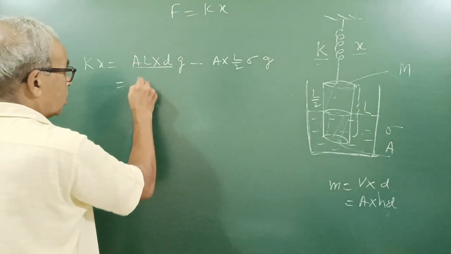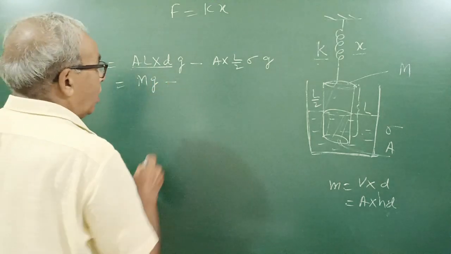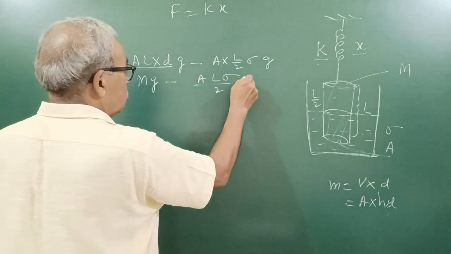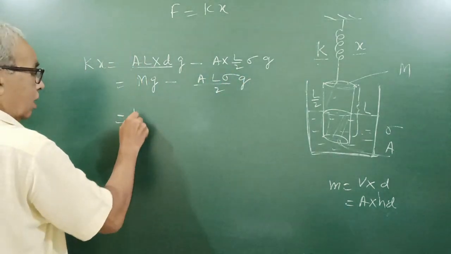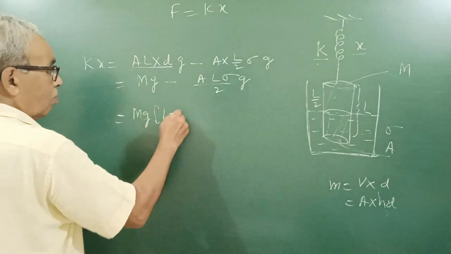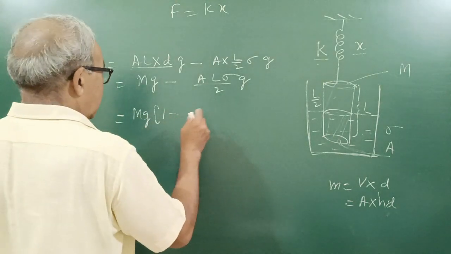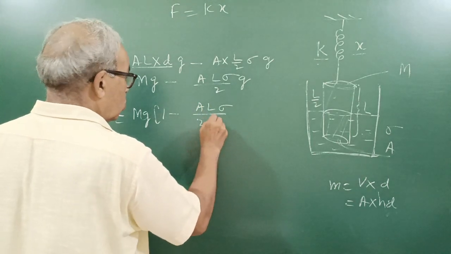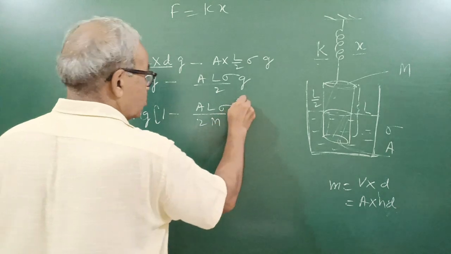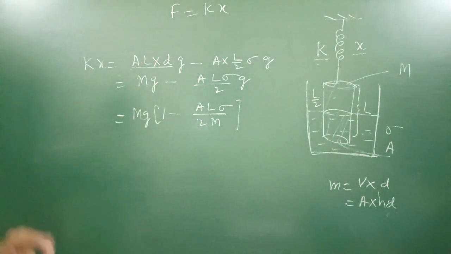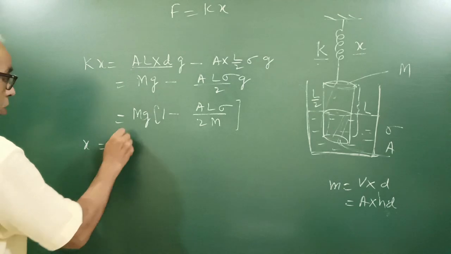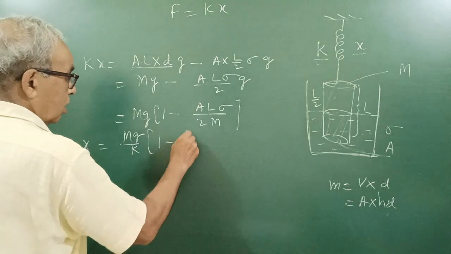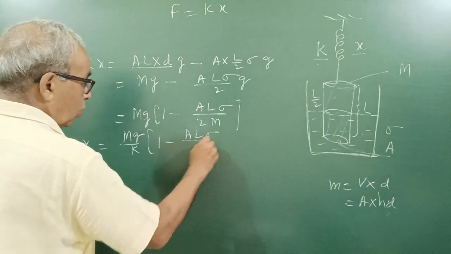It is mass, capital M, given mg, minus A L sigma g upon 2. I take mg common, so 1 minus A L sigma upon 2m, because g will get cancelled. So x is equal to mg upon k into 1 minus A L sigma upon 2m.